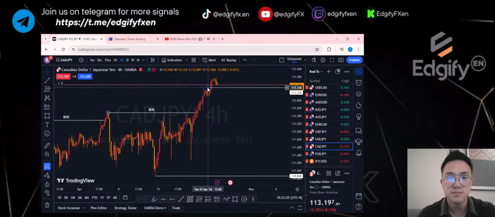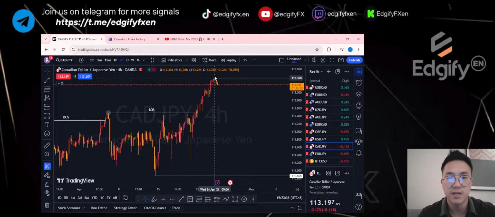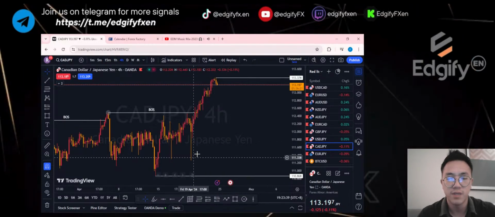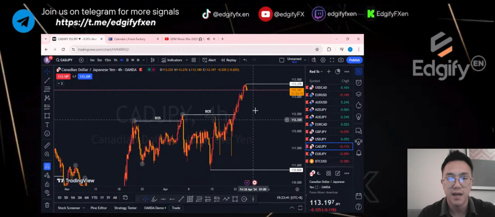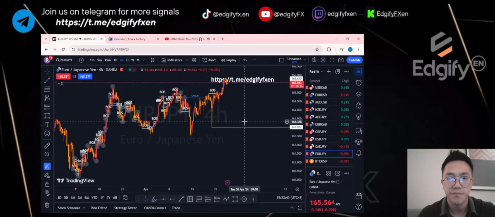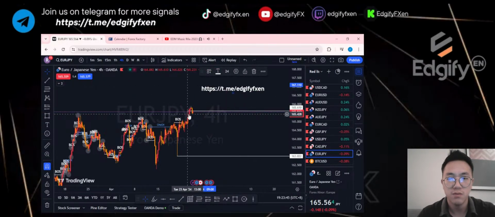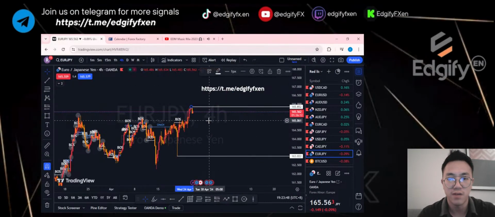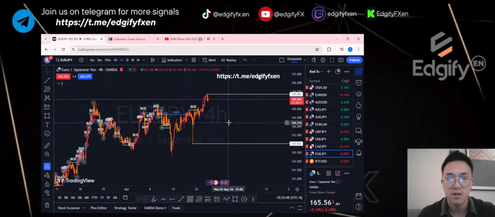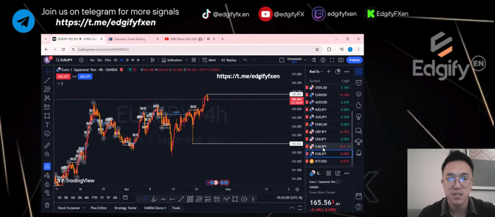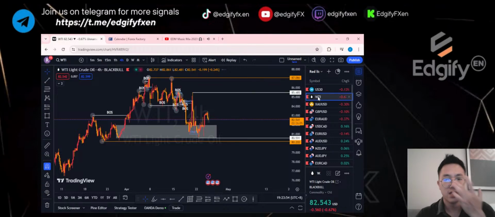CAD JPY, this guy is going even higher, right? Basically, CAD yen, it's a buy momentum. Euro JPY as well, Euro JPY is also a buy momentum for now. Only New Zealand yen is the one that we are selling. All right, let's take a look at WTI.